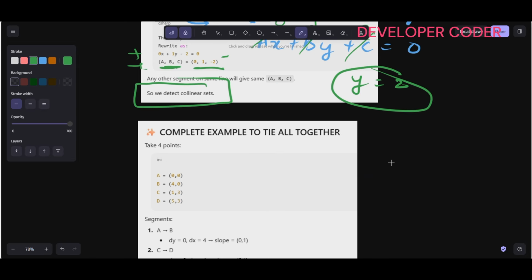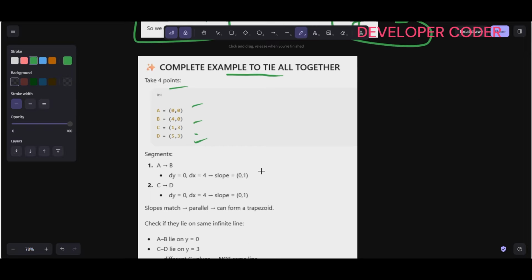So now here, how we are going to do this? So let's see this one example. So take 4 points, right? So here a segment AB, so you will calculate the slope, right? dy by dx, right? Segment CD, so here you will calculate the slope. Okay, done. So slopes match, right? Slopes are matching here. Okay, so parallel, they can form a trapezoid, right?